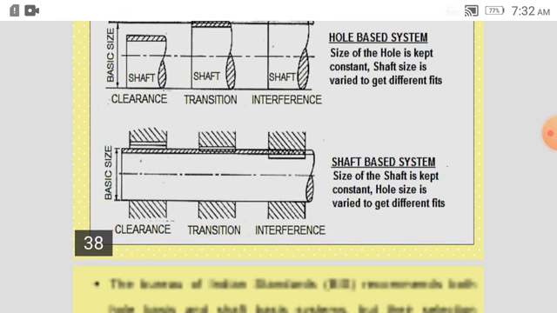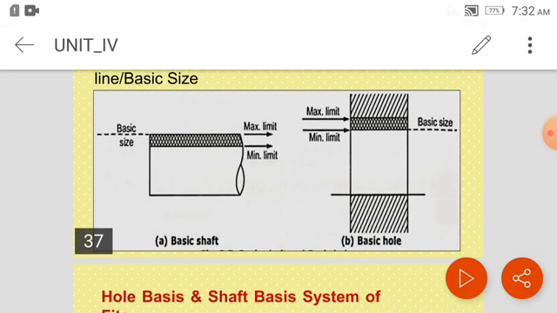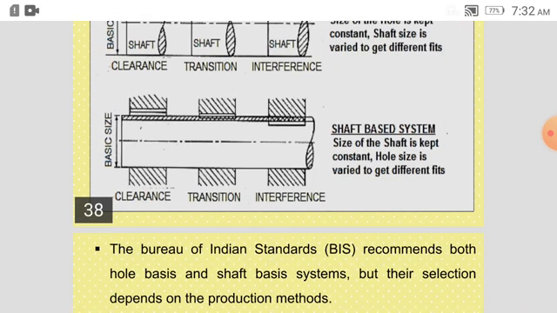Next is the shaft basis system. Second is the shaft basis system, in which the size of the shaft is kept constant, and it is the basic shaft where the upper deviation is 0 and the maximum material limit is the basic size that we have seen in this slide. This is the basic shaft. So this basic shaft is kept constant, and as per the fit required, the size of the hole is varied.